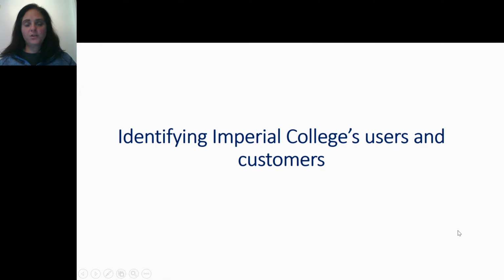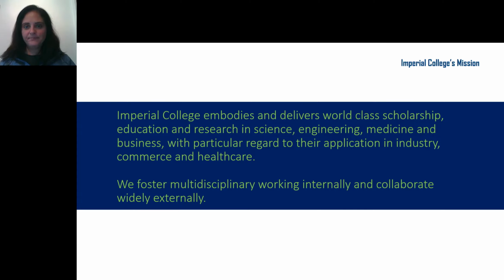In this video module, we're going to be talking through identifying Imperial College's users and customers. But before we do that, we need to go back a step and remember what value is. Value is essentially what our users and customers are willing to pay for. So take a moment here to pause the video and think about the value that the college provides to its users and customers. And let's look at the mission statement to see what that is.